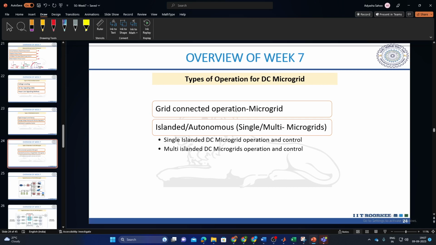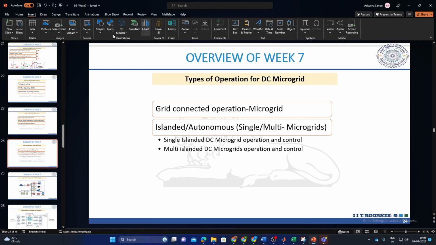And in the distributed cooperative control method, what they will do is, all the resources that you have, let's say battery, let's say storage, will take actions in a cooperative mode. They will cooperate with each other, and they will take the necessary control actions.